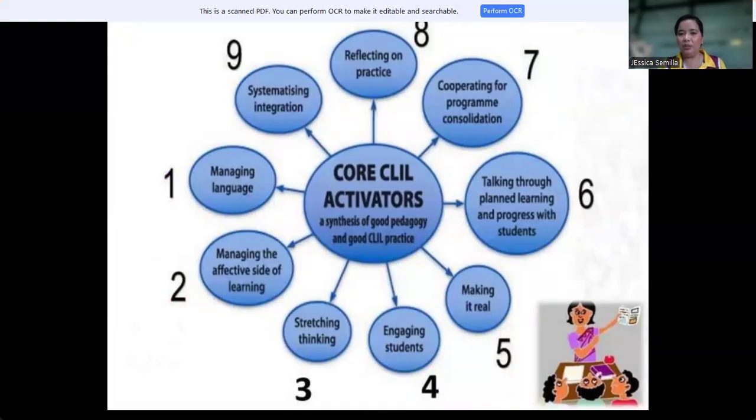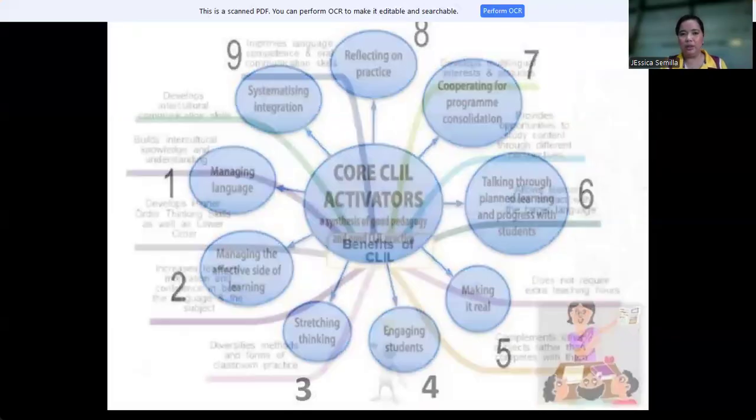They try to use reflecting practices, cooperating for the program, talking through planned learning and progress with students, making it real. Students are engaged, they are stretched with thinking, managing the affective side of learning because they try to put reflection within. Like for example, understanding about environment, understanding about culture, or understanding other contents while they are learning the language focus, and they try to manage language through oral competence while they are learning the other topics.